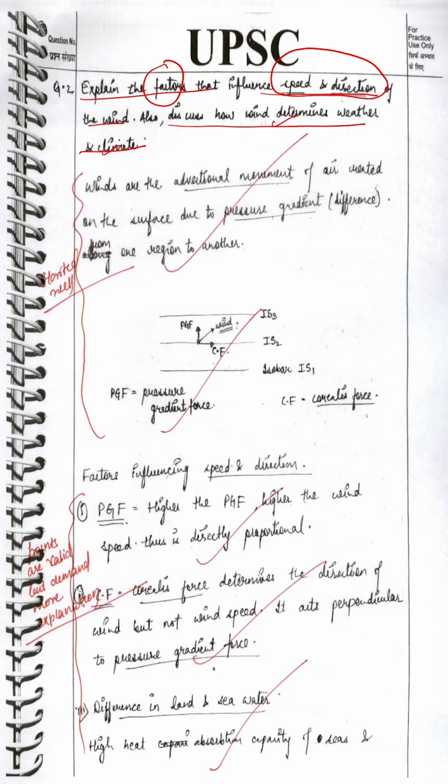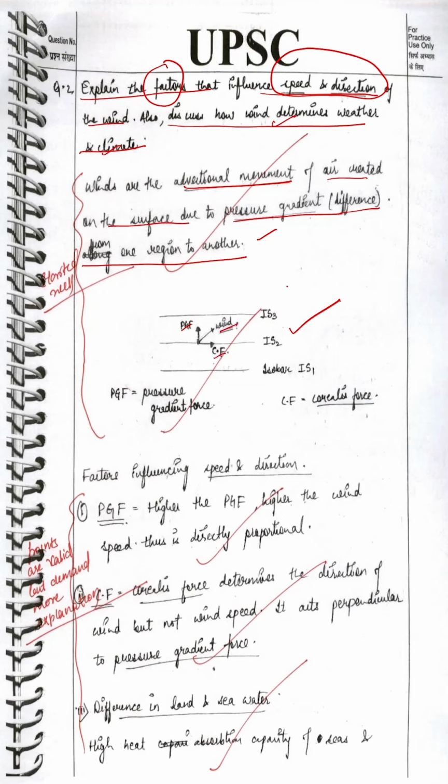Moving forward with respect to the introduction provided by Hemant: winds are the advectional movement of air created on the surface due to pressure gradient, that is the difference from one region to another. It is a remarkable introduction. A diagram is also provided showing how the pressure gradient force and the Coriolis force are balanced, resulting in the formation of winds.